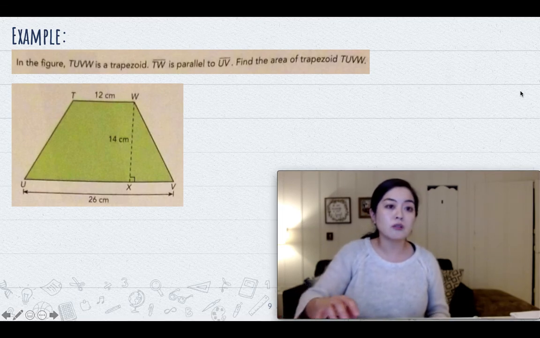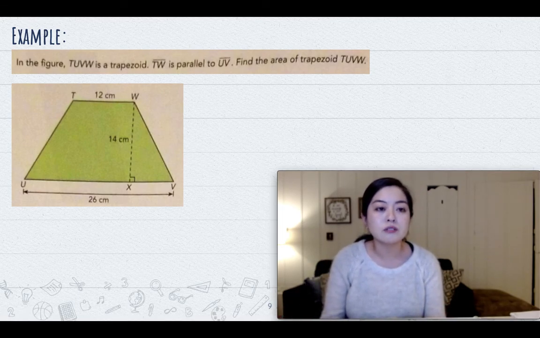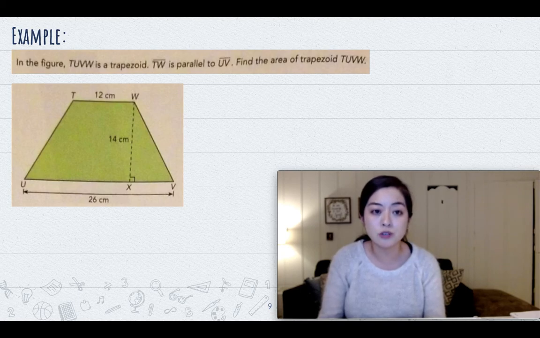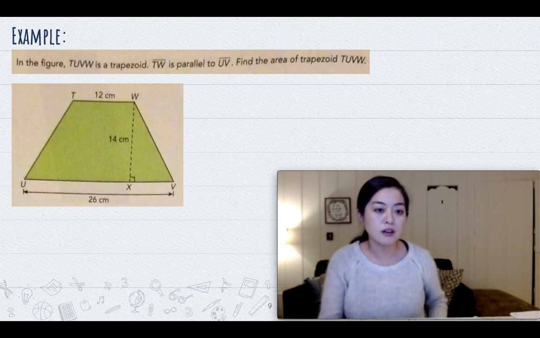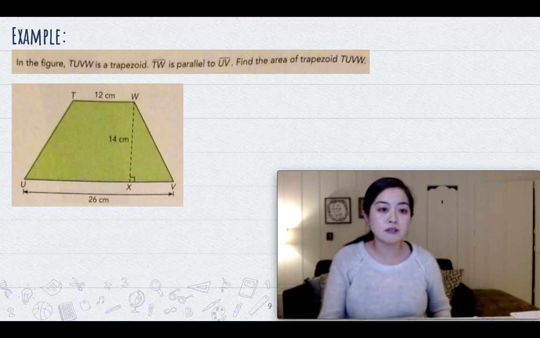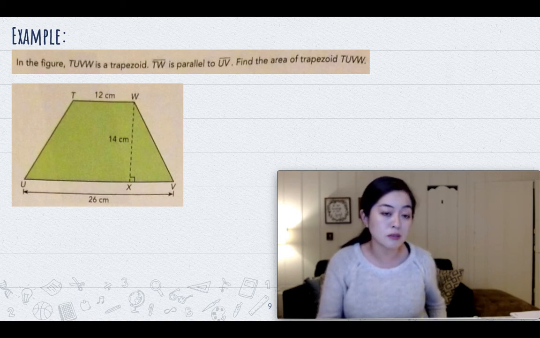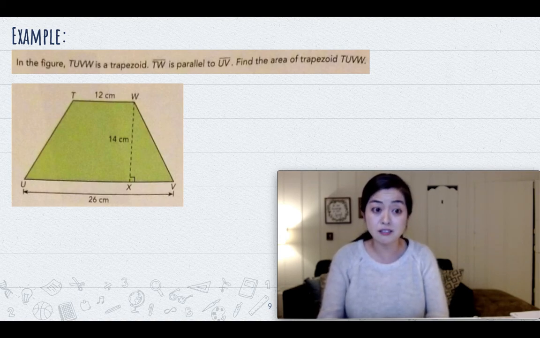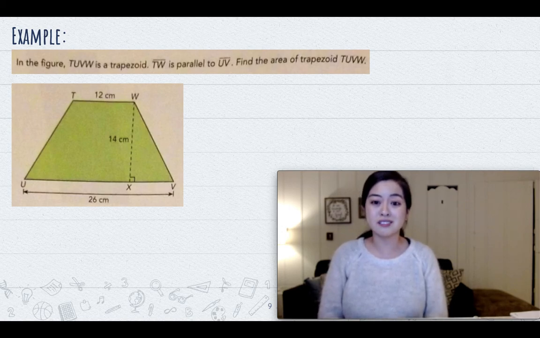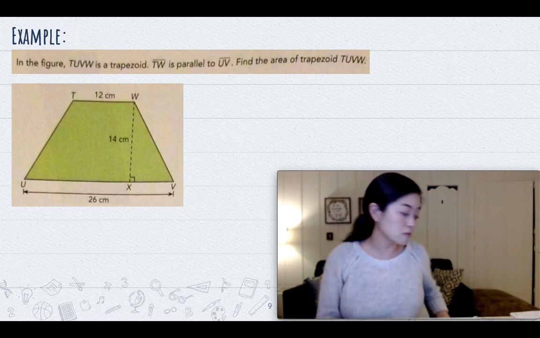All right, so in the figure, TUVW is a trapezoid. Line TW is parallel to line UV. Find the area of trapezoid TUVW. Okay. All right, so clearly I have my bases, which are TW and UV, and I have my height, which is the distance between my bases of 14 centimeters. And not only is it the distance between my bases, but it's the distance that is perpendicular to both of my bases.